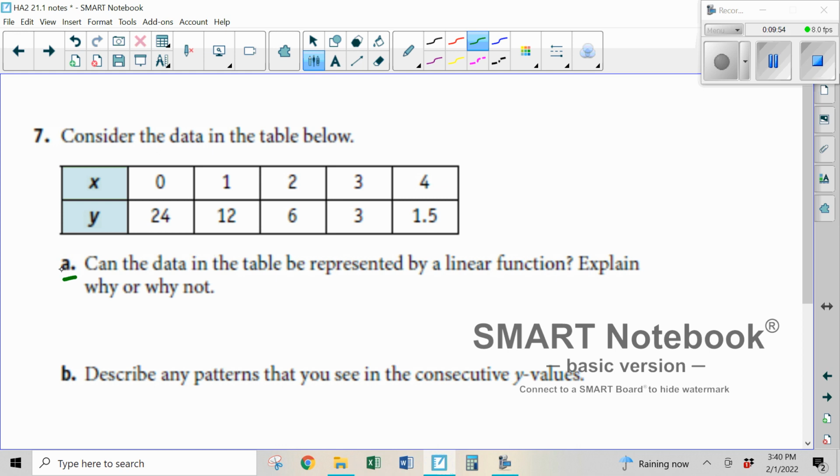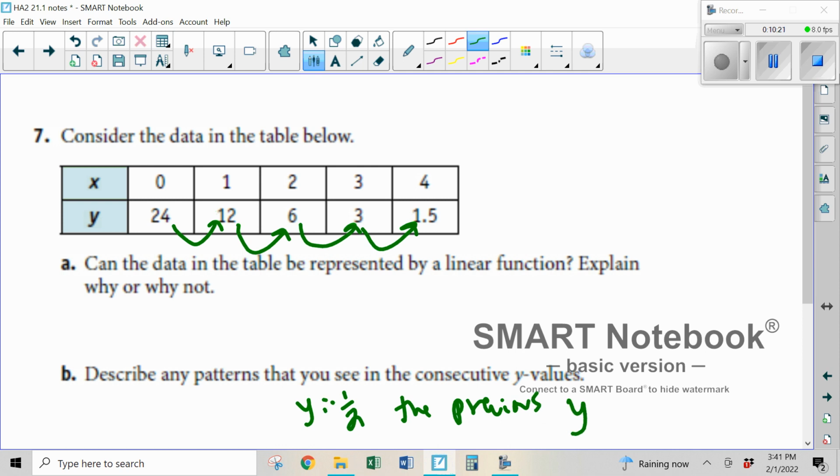You don't have to take time to describe that, but you can pause the video if you'd like. B, describe any patterns that you see in the consecutive y values. Consecutive is next here, so 24 and 12, 12 and 6, 6 and 3. What do you notice about that? Each y is half of the previous y. Definitely not linear.